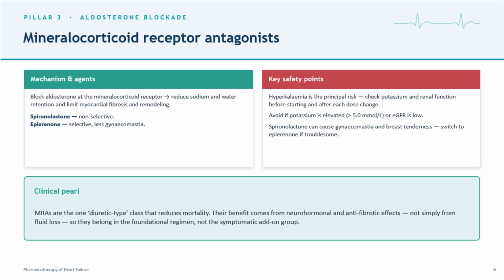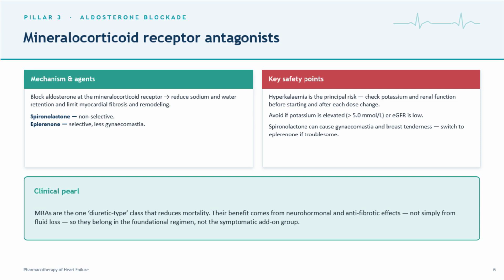Safety, and I cannot stress this enough, hyperkalemia is the big one. Check potassium and renal function before you start and after every dose change. Avoid it if potassium is above 5 or if the eGFR is low. Here's the clinical pearl I love. MRAs are the ONE diuretic class that actually reduces mortality. Why? Because their benefit is neurohormonal and antifibrotic. It's not just about losing fluid. That's why they sit in the foundational regimen, not the add-on group.